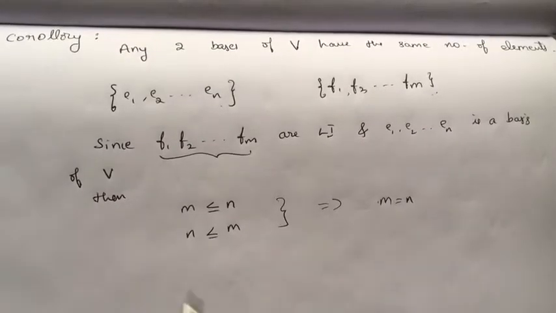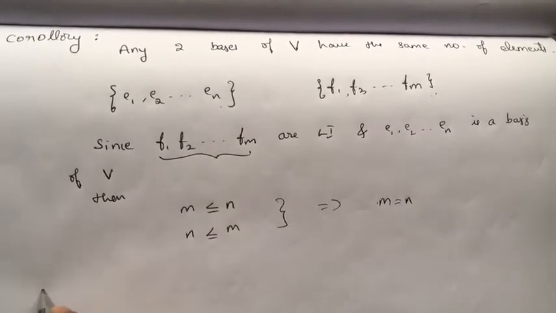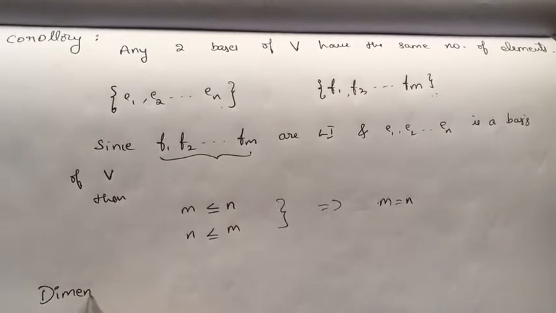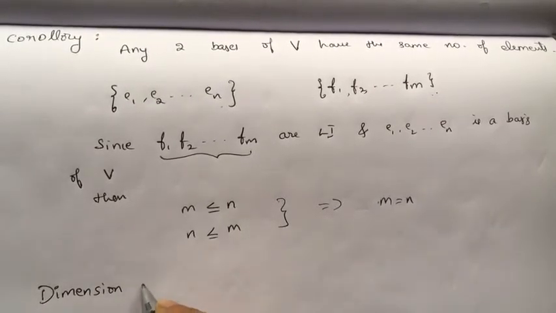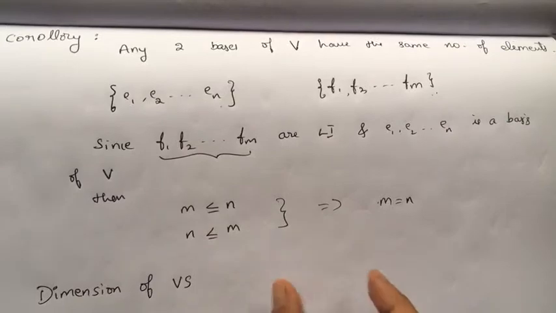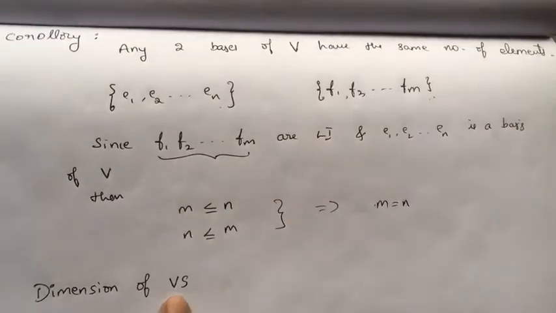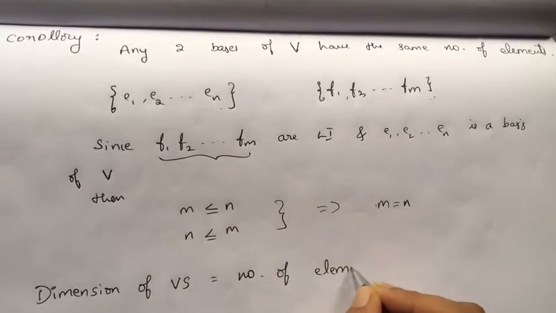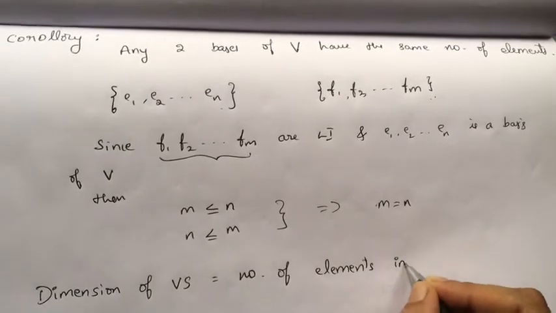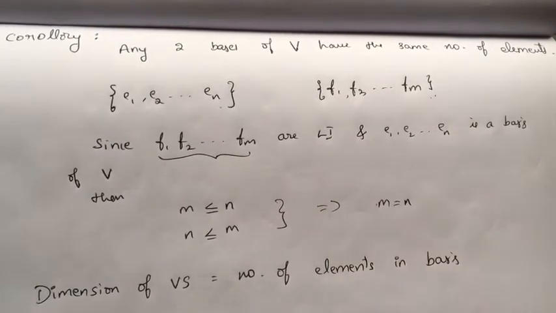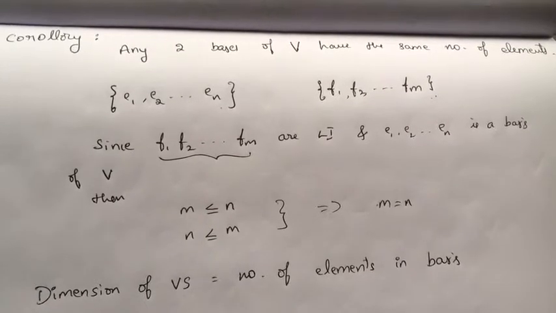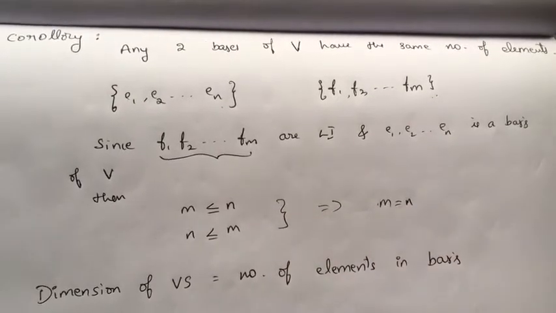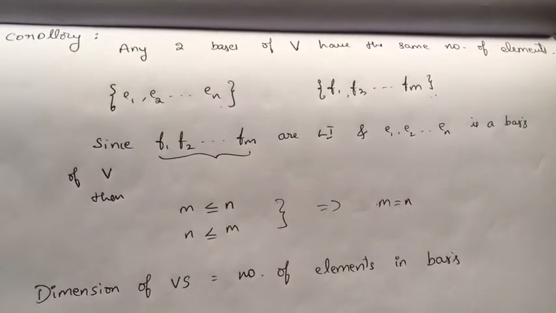Remember one thing: when I say the dimension of a vector space, it means the number of elements in the basis. The dimension of a vector space is nothing but the number of elements in its basis. And if a vector space has two or three bases, then the number of elements in all the bases is equal. That is the point you should keep in mind.